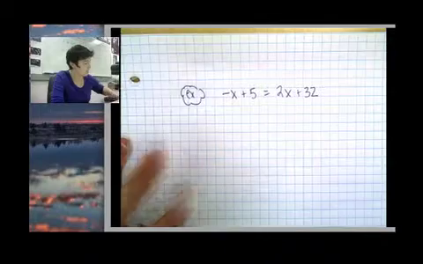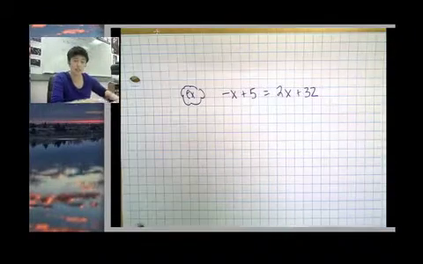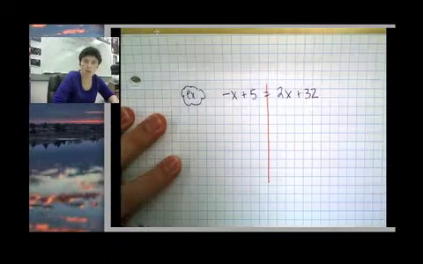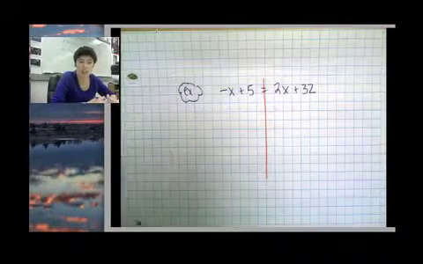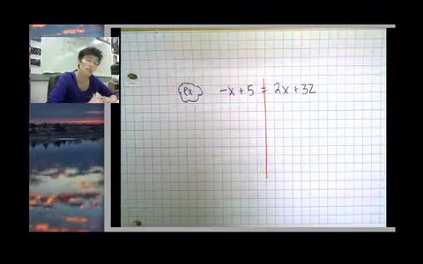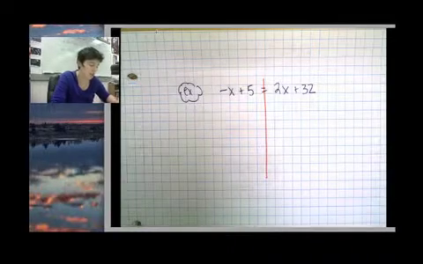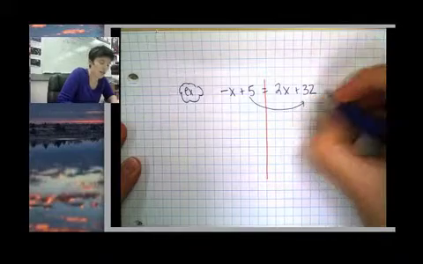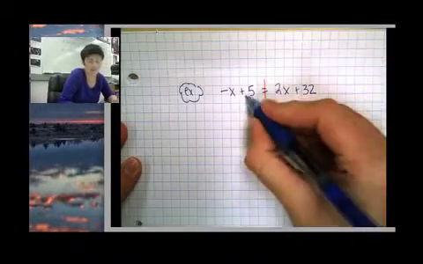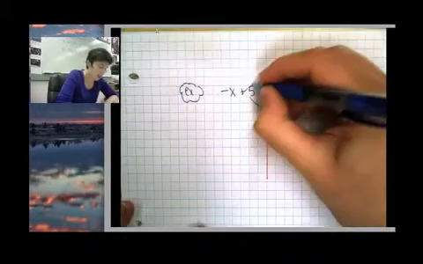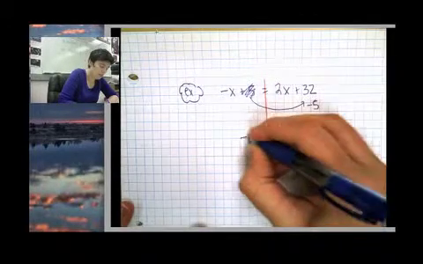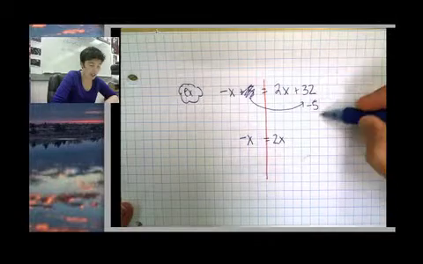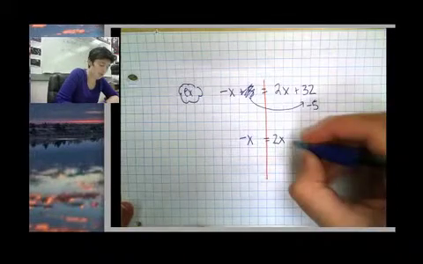Okay, so if I was going to solve this, I would put a line down the middle as my first step. We're going to flip things around. We're going to try and get things together. You can go either direction with your x's and your numbers. So if I want to get the 5 over here, that would work. I'll make it a negative 5. If it was a plus 5, it flips to a negative 5. So I'll cross it out, and I have a negative x equals 2x plus 32 minus 5. So 32 minus 5 is 27.